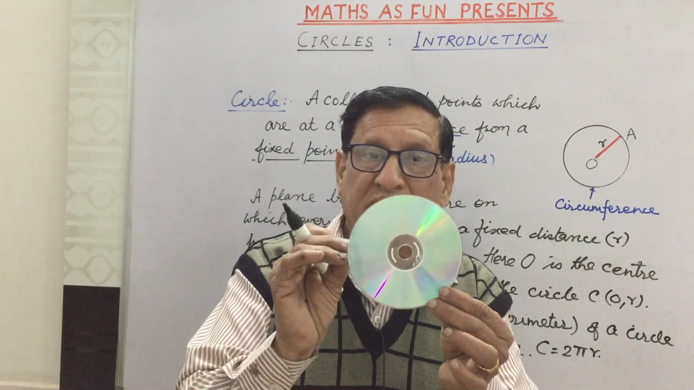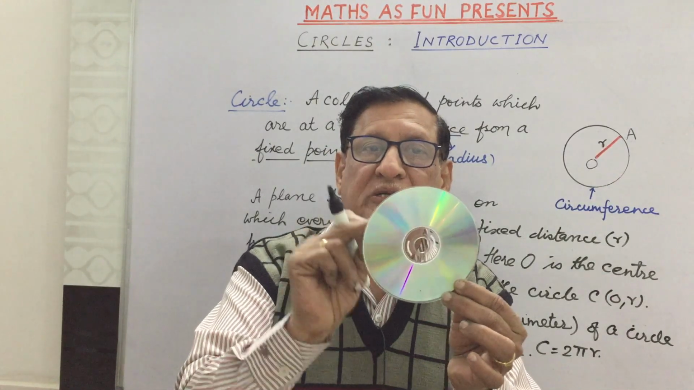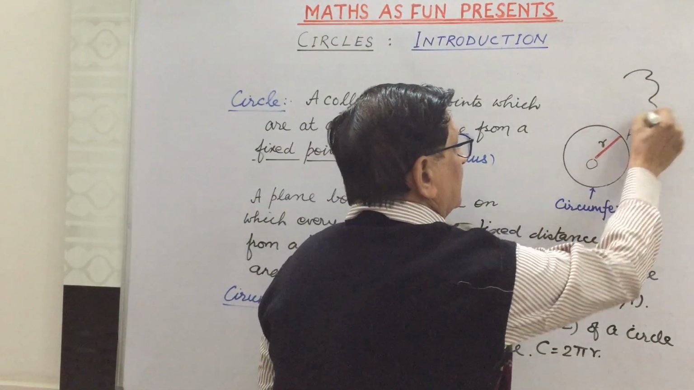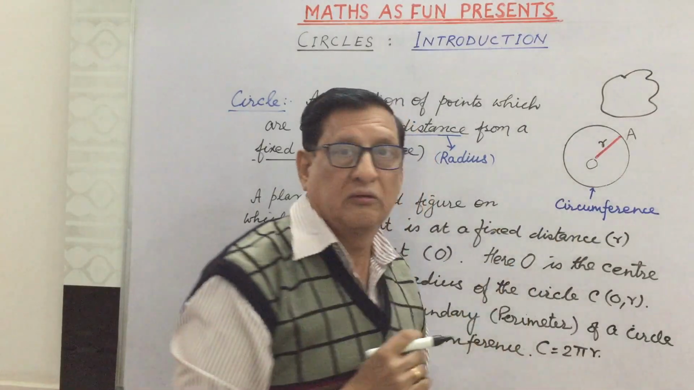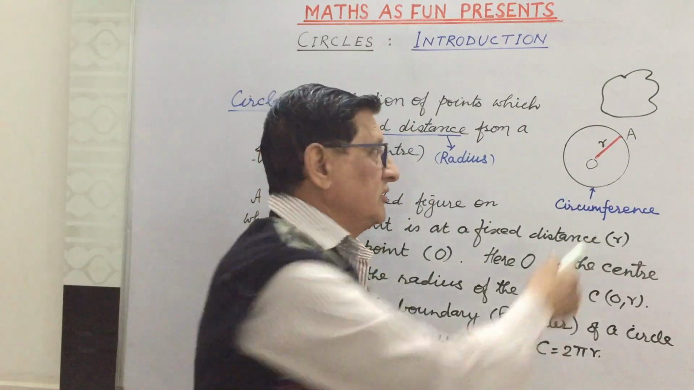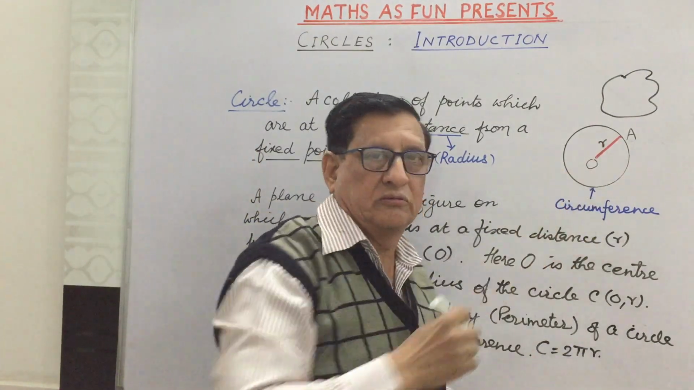This is round even. Even means what? There are no ups and downs. It is not like this, something like this. This is not a circle. A circle is like this. This is an even figure.